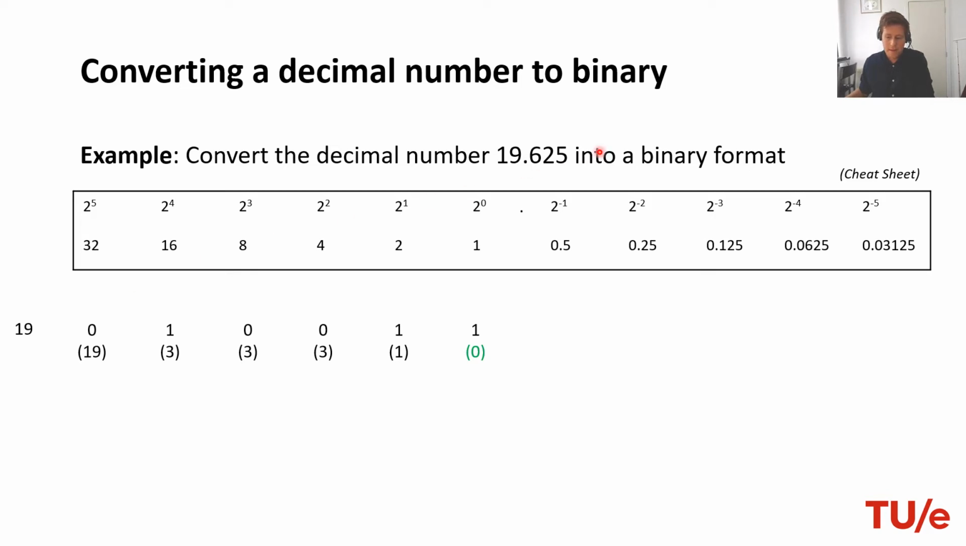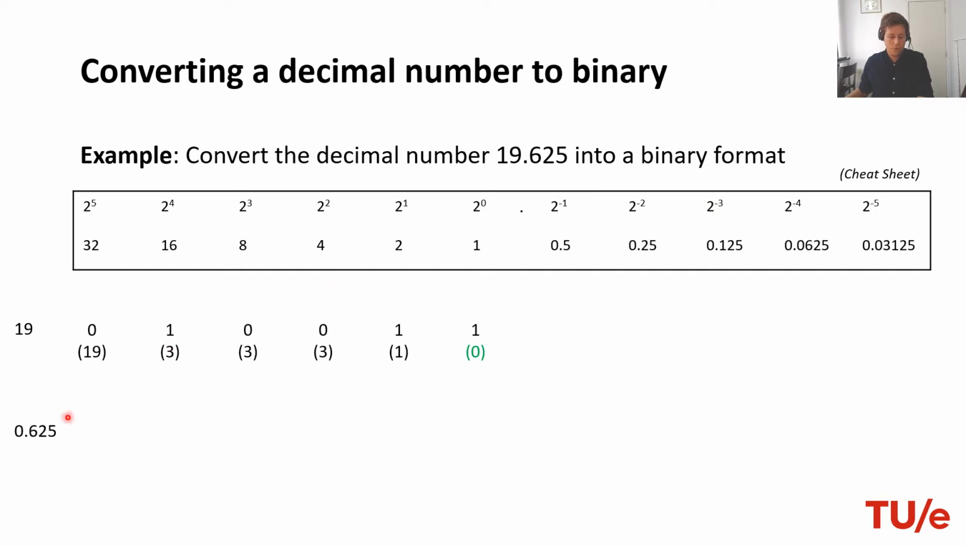Now for the fractional part, so the 0.625, we just do a very similar approach. So I write it over here. And now I take a look at the negative powers of 2. So 1/2, 1/4, 1/8, etc.